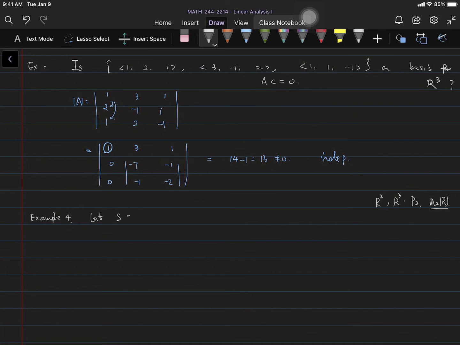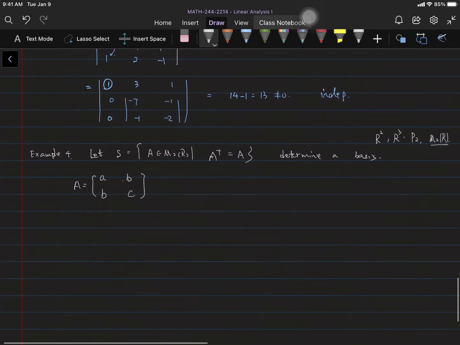Let S equal this set. Firstly, all the matrices belong to the 2 by 2 matrices, and A^T equals A. So what's the meaning of A^T equals A? Symmetric, right? We want to determine a basis. So what does a symmetric matrix look like? We can do a, b, and then here has to be b. Is that right? So those numbers have to be the same for a symmetric matrix.